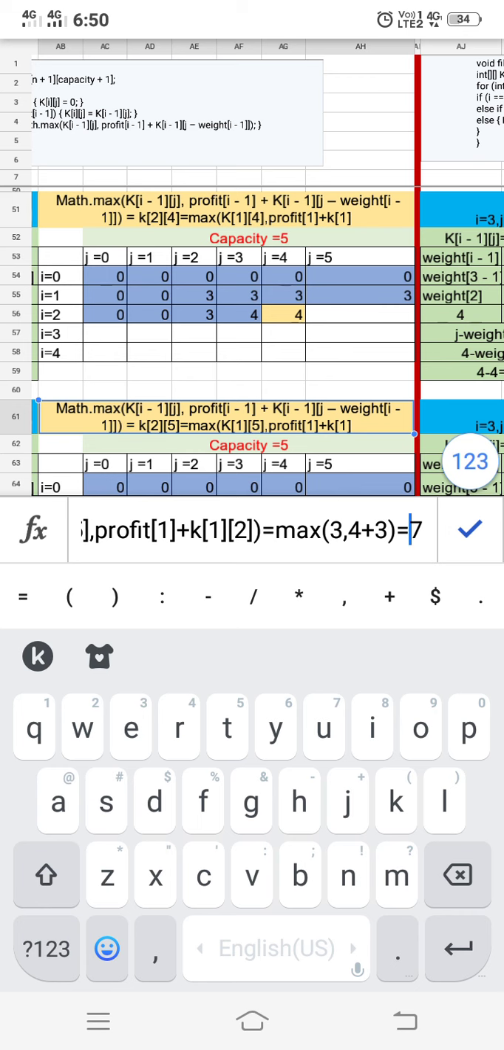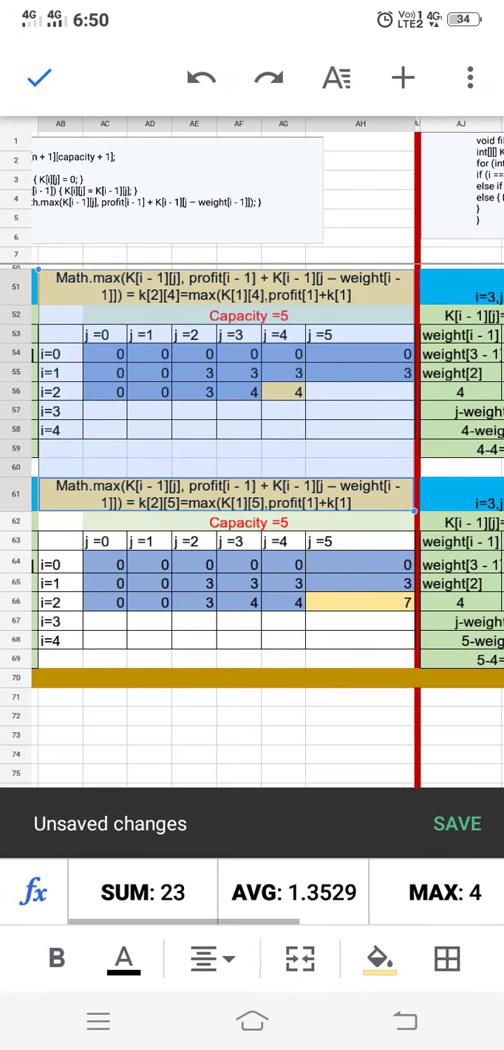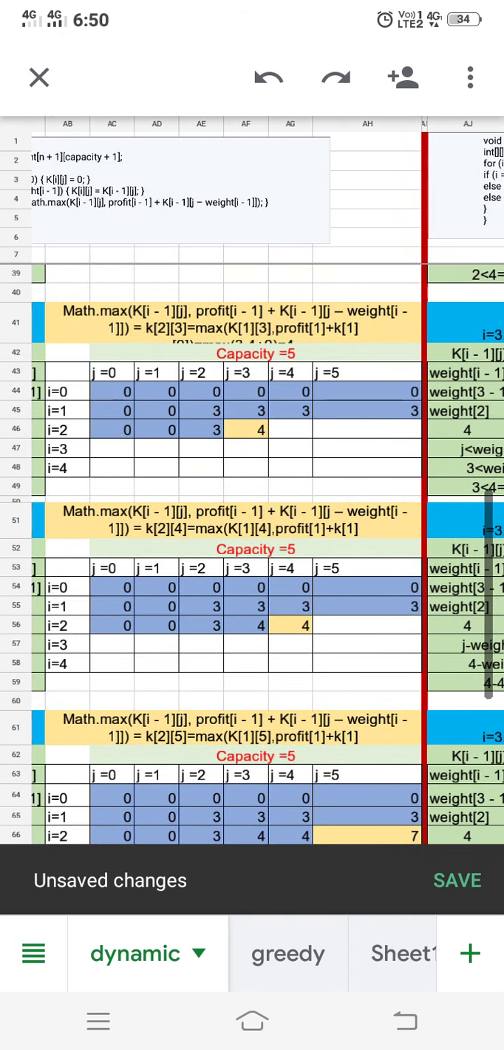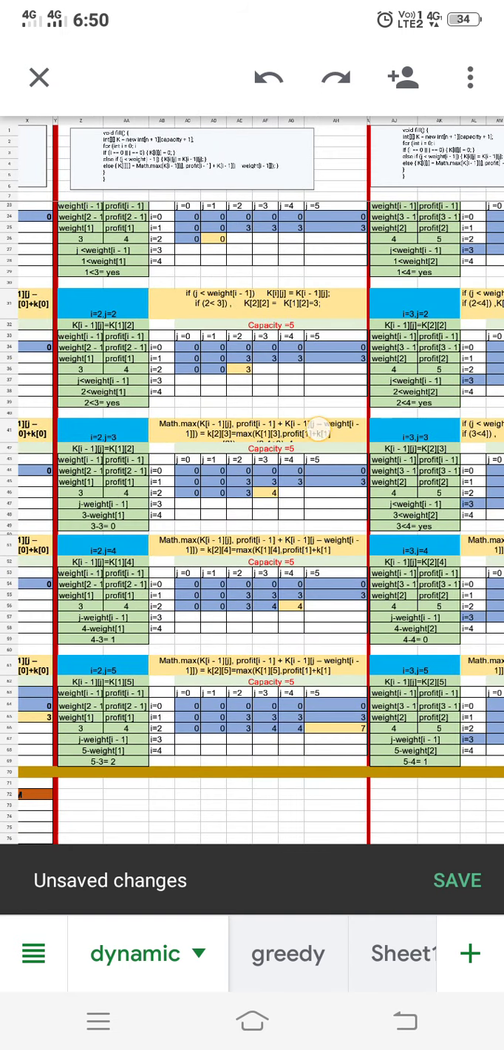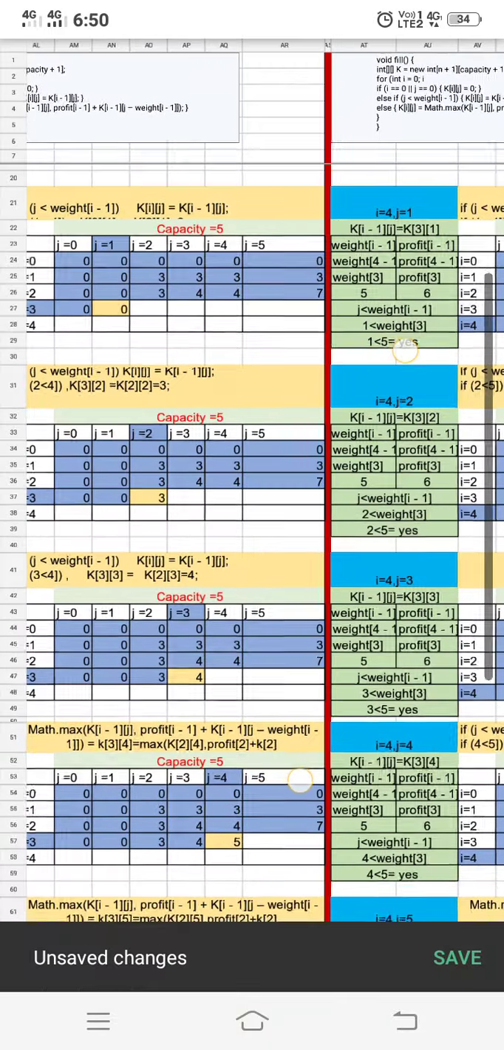If I am able to fill up the other objects' weight also in this current iteration of j, I will take that profit along with the profit of the current object. Those two profits will be added and compared with the previous object's profit for the same capacity j. That is the meaning of that. Using these recurrence values we will keep on filling up the values. So like this I will proceed.